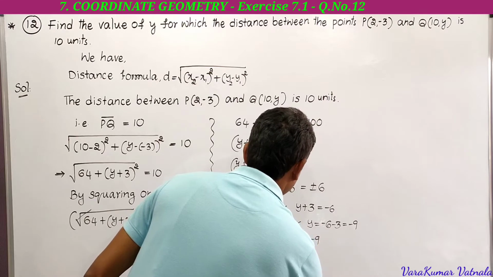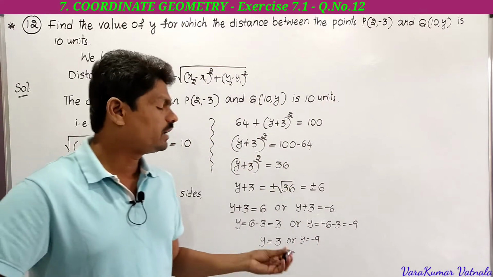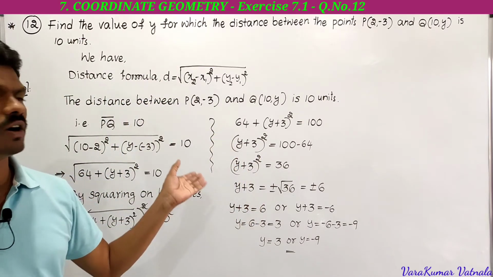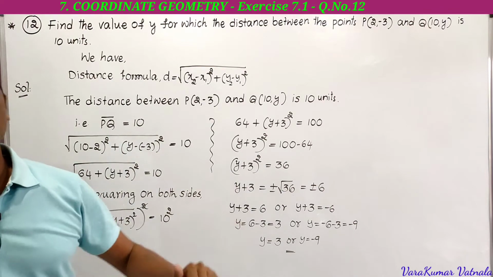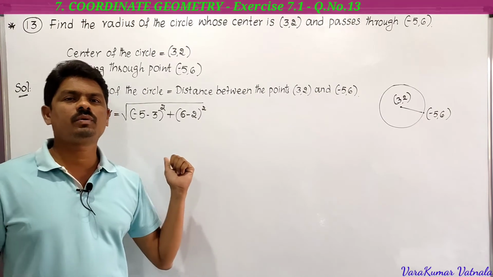Therefore we have two values for y, 3 and minus 9. So like this we can find using the distance formula. So this is the 12th problem. Next we have to solve the 13th one. This is the 13th problem in Exercise 7.1.